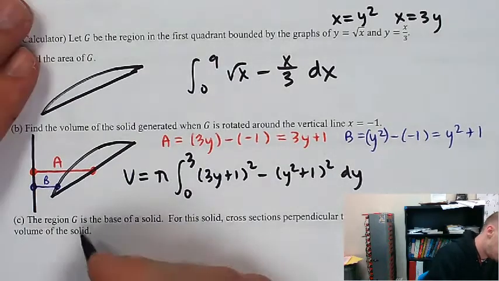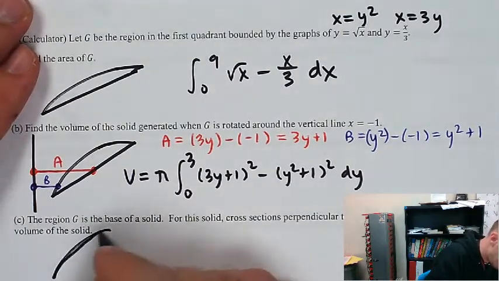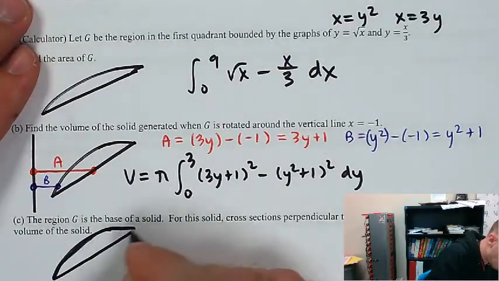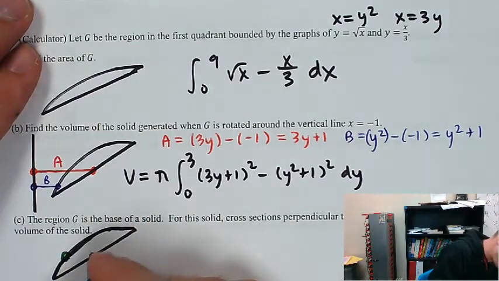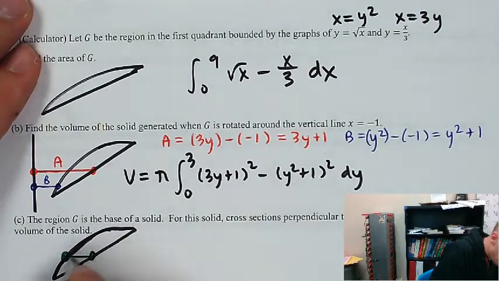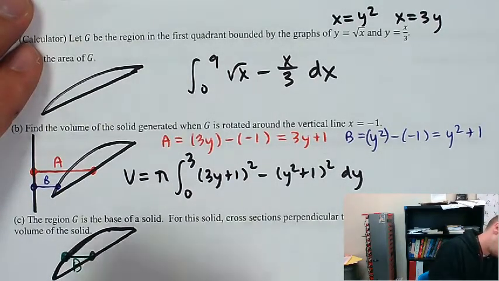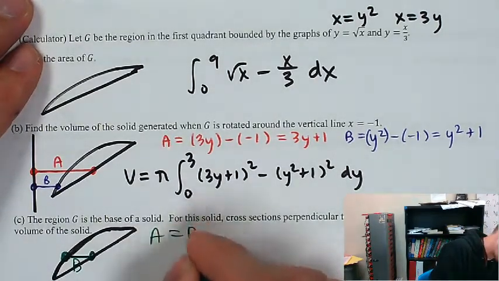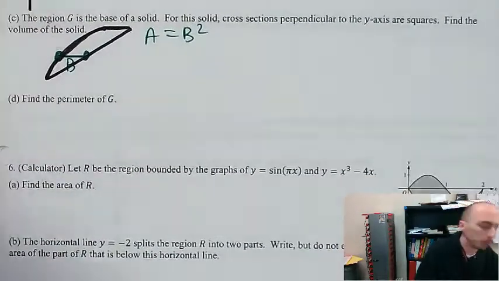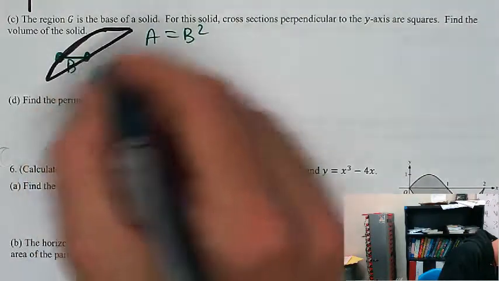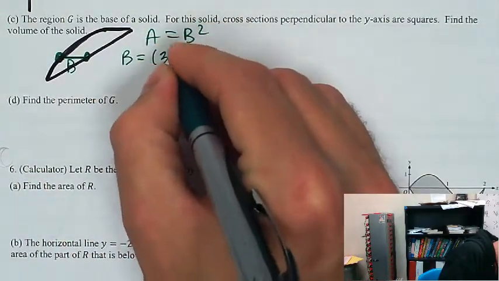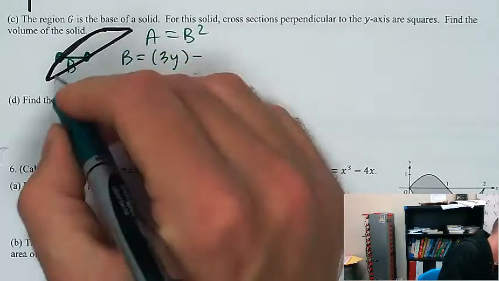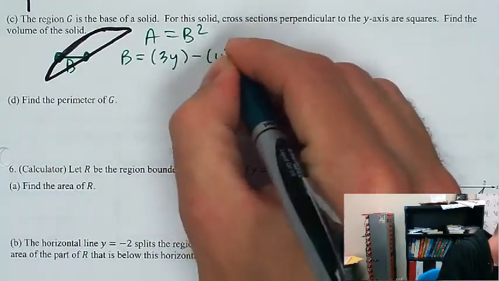Okay, now we're going to say region G is the base of a solid. Cross sections perpendicular to the y-axis are squares. We like the square ones. Okay, so that's going to be the base of my square. Area of a square is base squared. And I'm going to say, well, that base is going to be right minus left. On the right, I have the line. The line is x equals 3y. On the left is the curve, and that's x equals y squared.